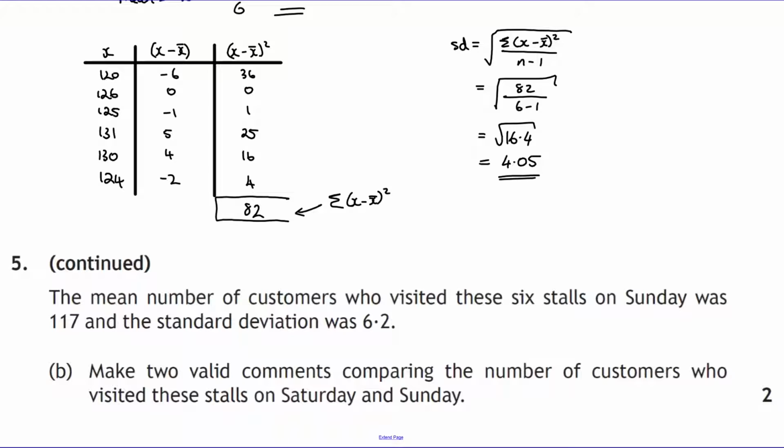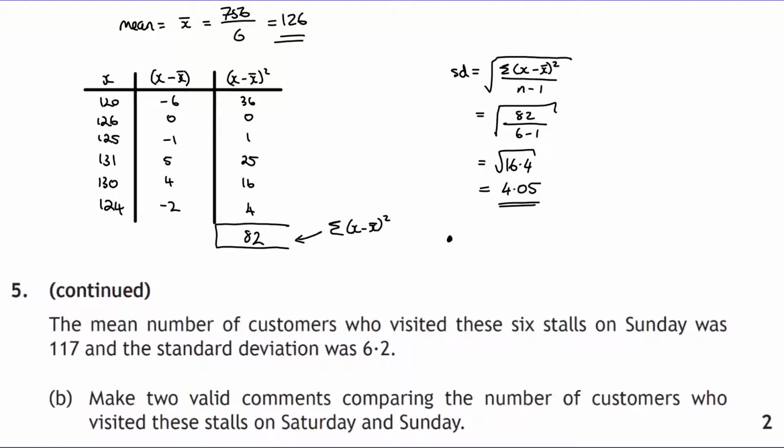Okay, so saying the mean number of customers who visited these 6 stalls on Sunday was 117. The standard deviation was 6.2. So we've got to make 2 valid comparisons. Again, I would just bullet point my comparisons here, one for each mark. We're going to compare the mean first and then the standard deviation. The mean's the easier one. Mean is a measure of average, so I would always start my comparison there with on average.